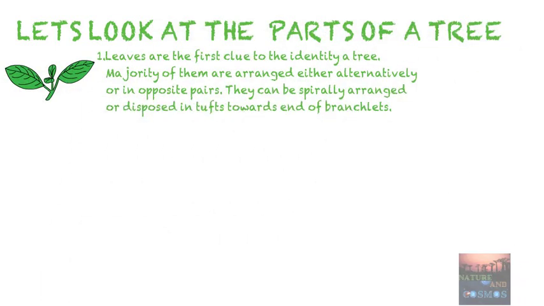Leaves. Leaves are the first clue to identify a tree. Majority of them are arranged either alternatively or in opposite pairs. They can be spirally arranged or disposed in tufts towards the end of a branchlet.